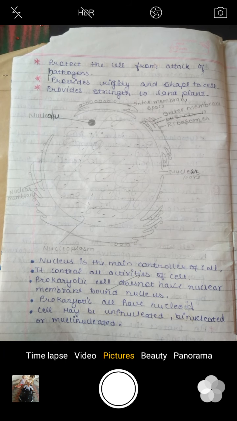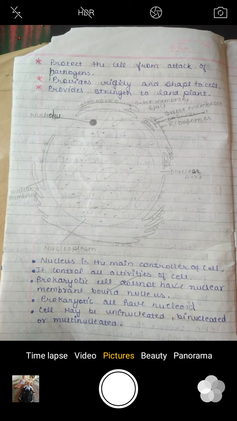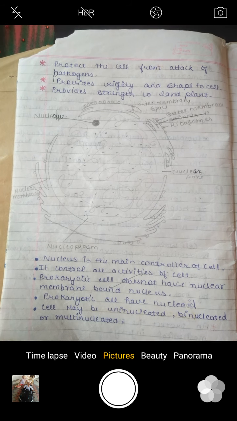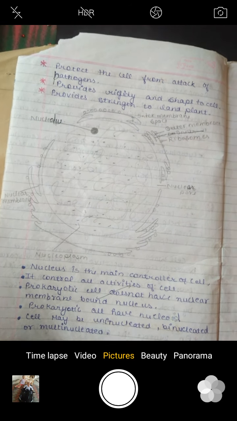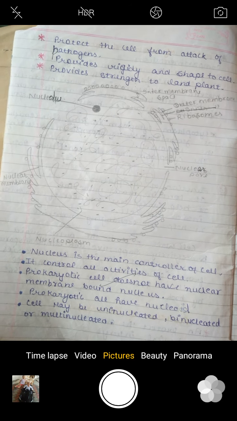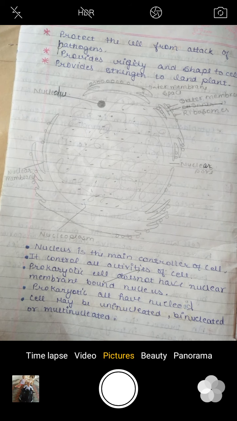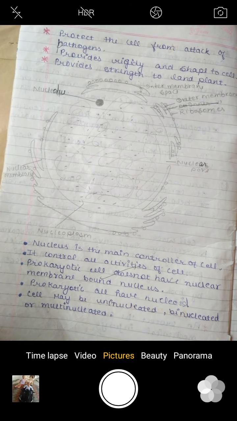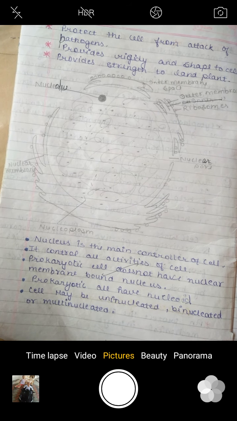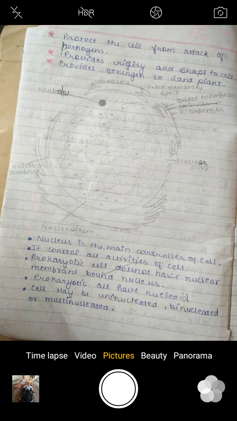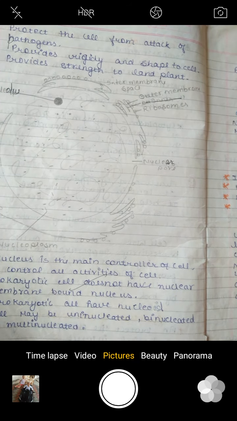The outer membrane of nuclear envelope is usually connected with endoplasmic reticulum. It also bears ribosomes. Next part is nucleoplasm, or we can say nuclear sap. It is colorless, dense sap found inside the nucleus in which chromatin and nucleolus is suspended.